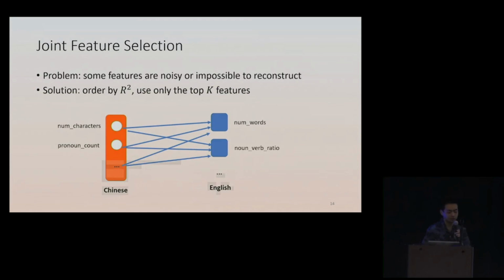The way we do this is you order by R squared and only use the top K features. So what do we mean by this? Here we have the previous model, and we calculate the R squared, which measures how well this feature can be reconstructed from the input features. And then we eliminate everything below a certain threshold. So if the second feature over here has only an R squared of 0.1 and it's below the threshold, then it gets deleted. And this turns out to improve the results substantially.